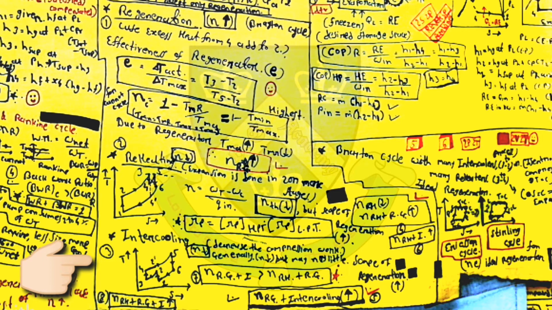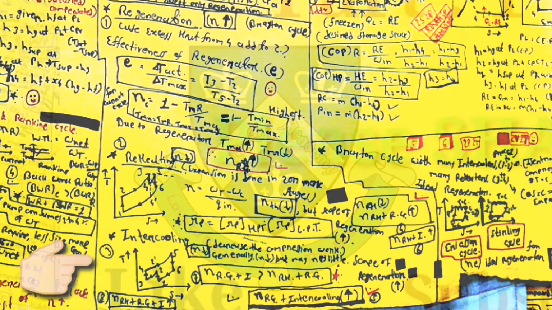And the eighth one is the use of reheater, regenerator and intercooler, then efficiency is increased.